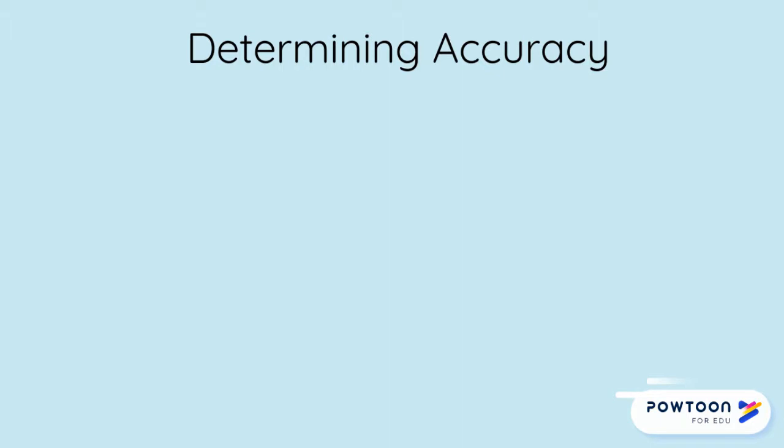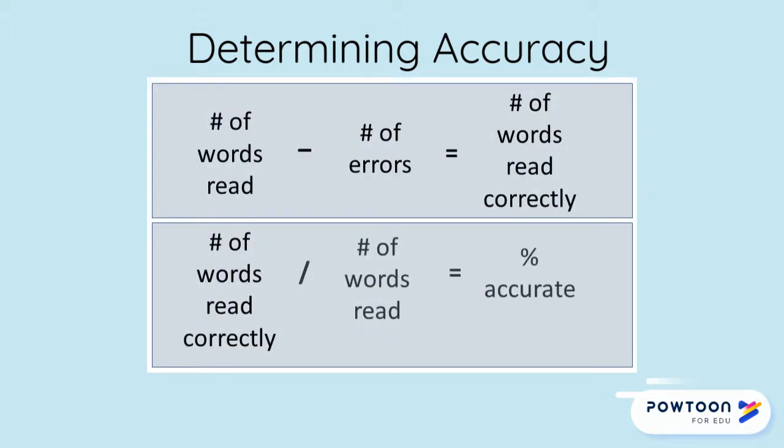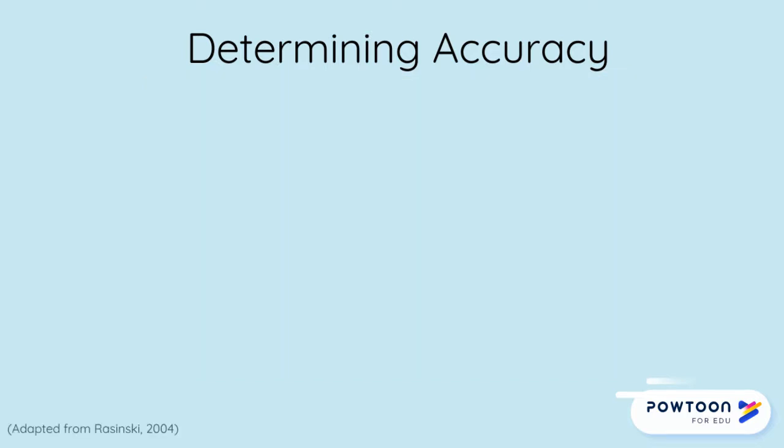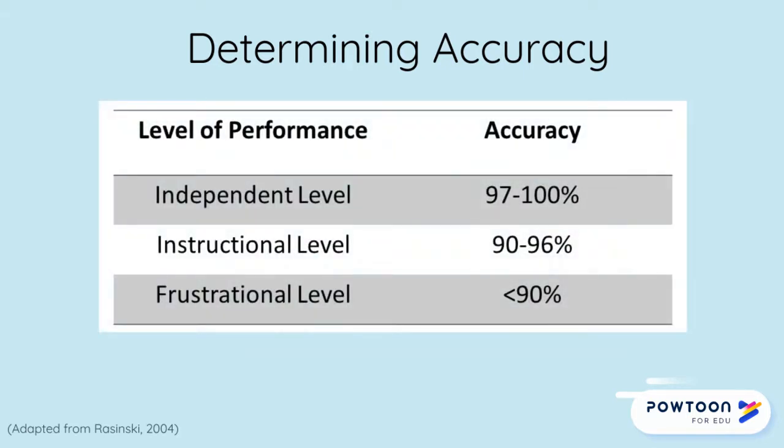Accuracy is calculated by using this 2-step formula. Number of words read minus number of errors equals number of words read correctly. Number of words read correctly divided by number of words read equals percent accurate. By determining the student's accuracy, we can then use this chart to determine the level of performance at which a student falls for a particular text.